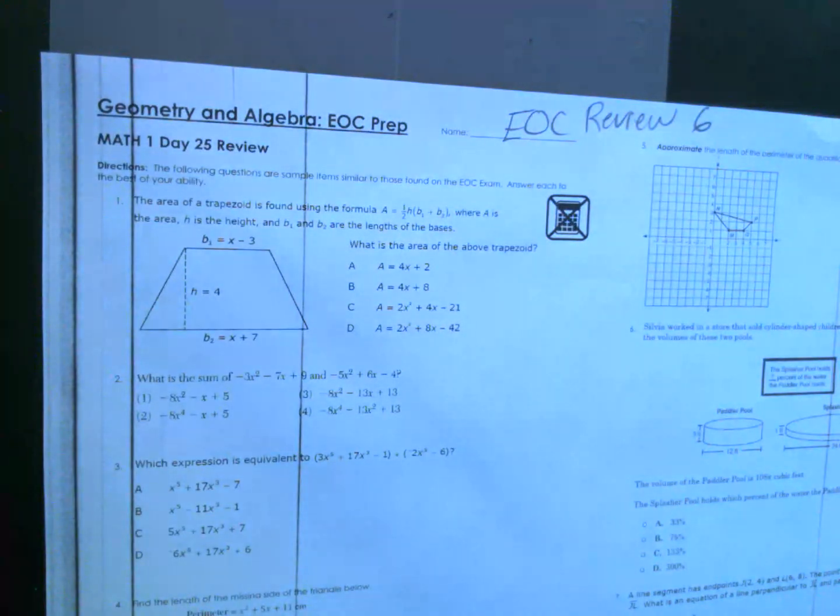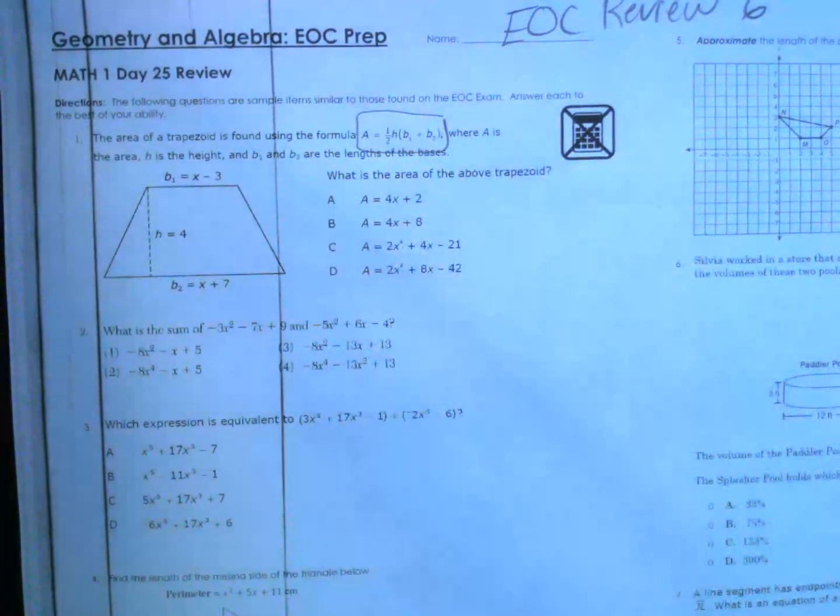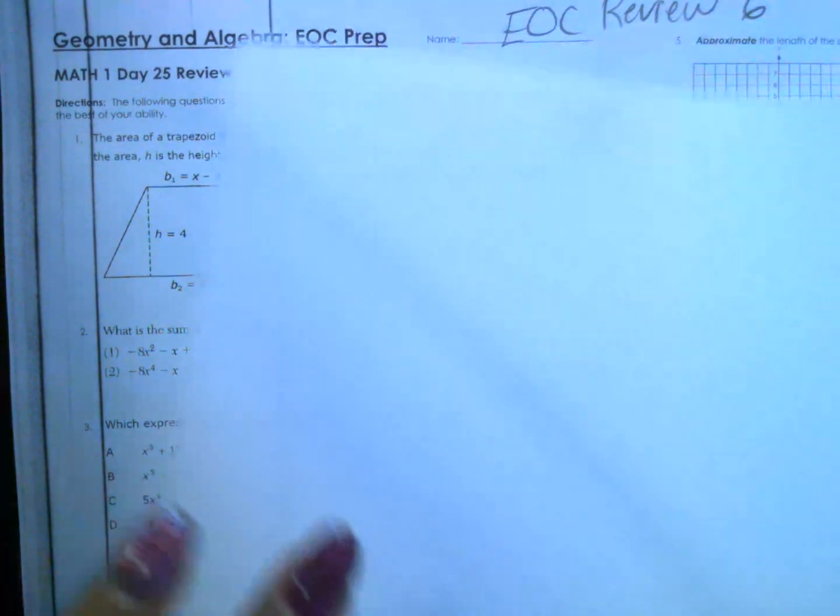All right, this is EOC review number 6, geometry. These are the questions here. The first question says the area of a trapezoid is found, and they give you the formula right here. Okay, and I'm going to write on white paper because again, I write big.